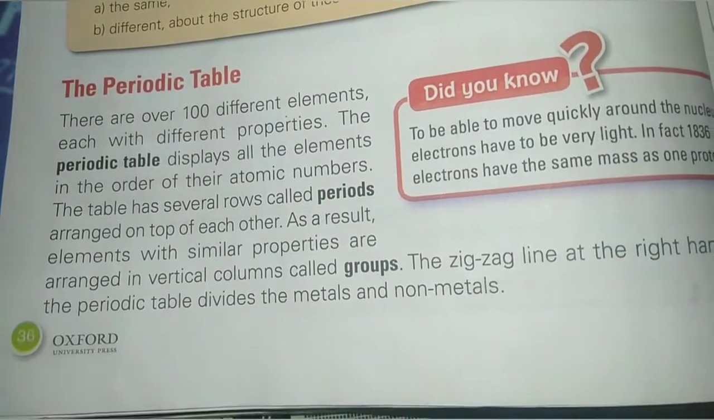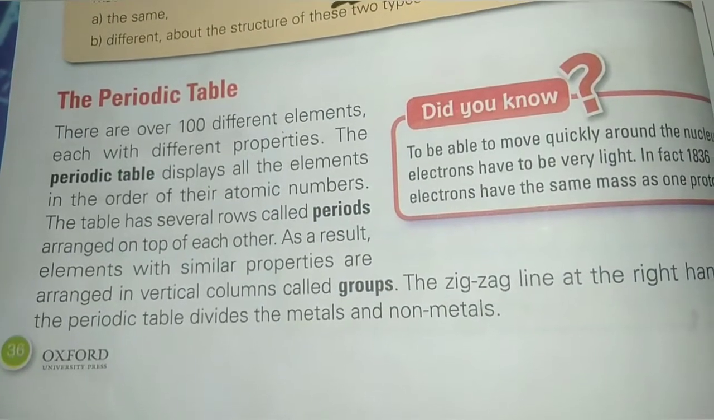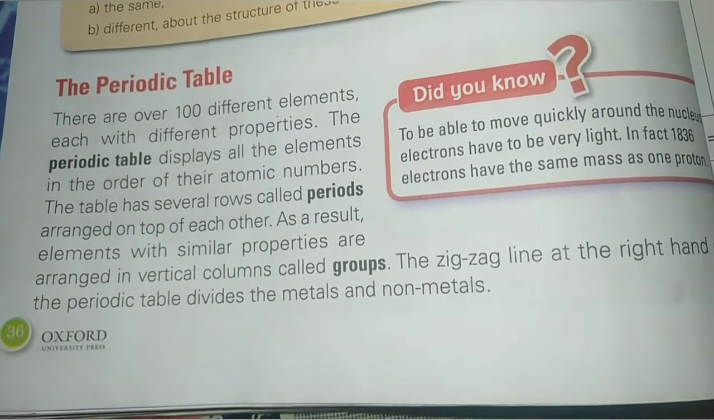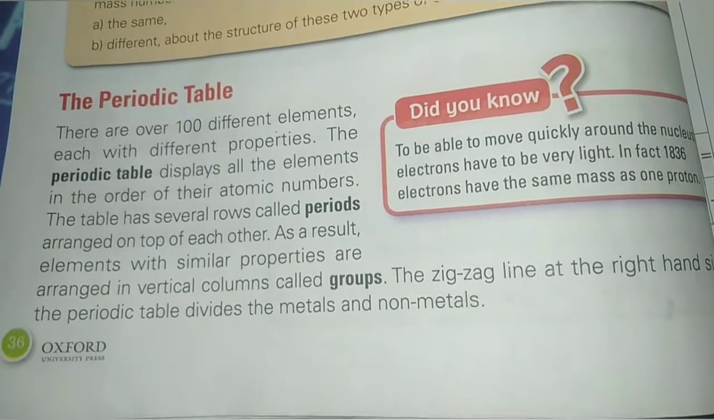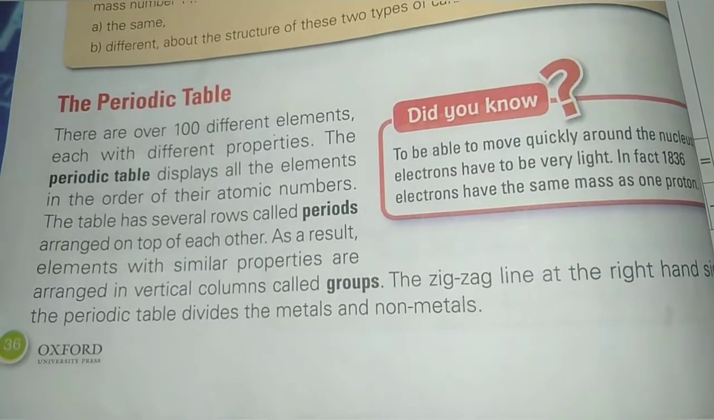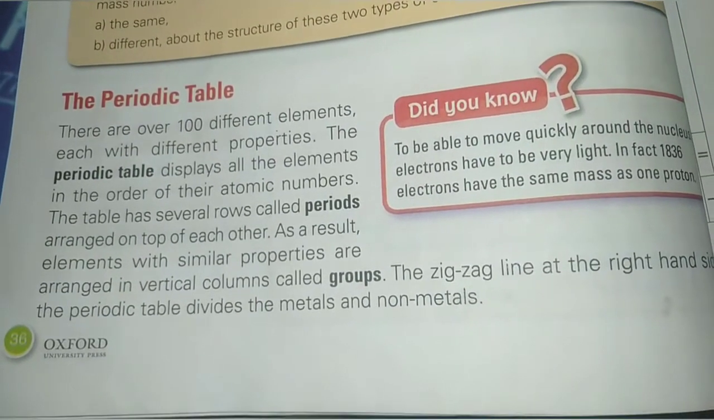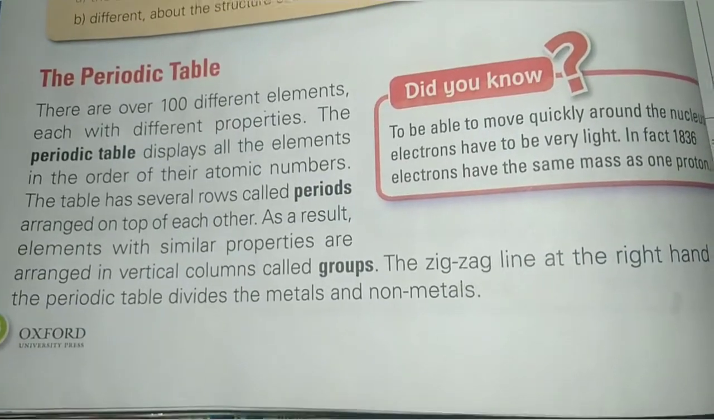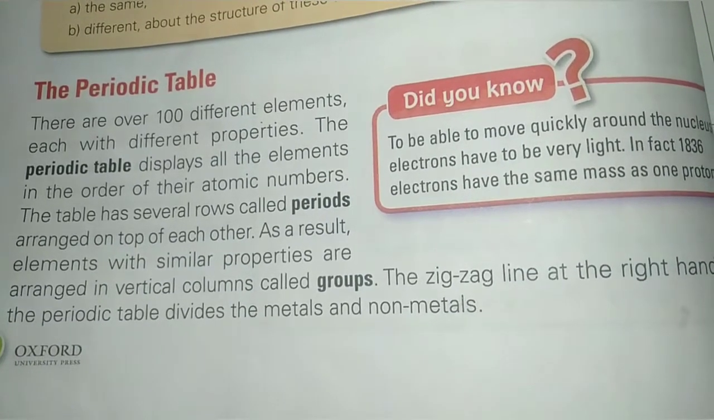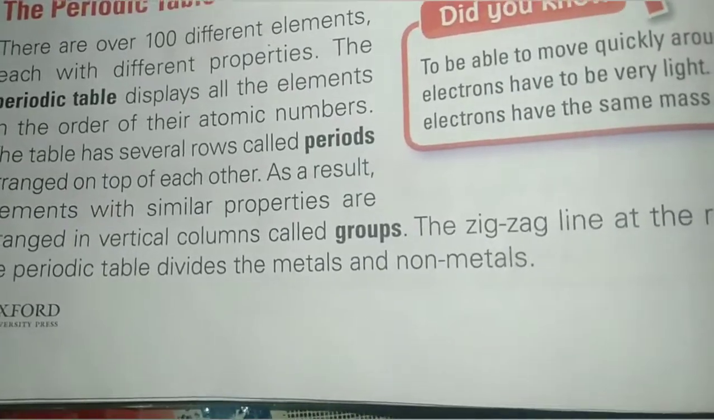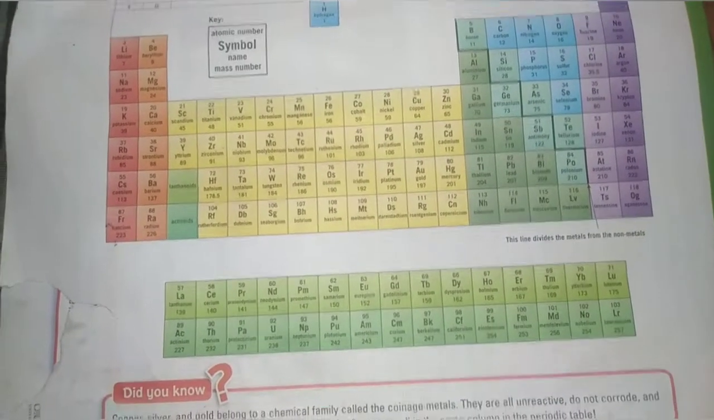Today our topic is the periodic table. There are over 100 different elements and each element has different properties. The periodic table displays all the elements in order of their atomic number. This is the periodic table.